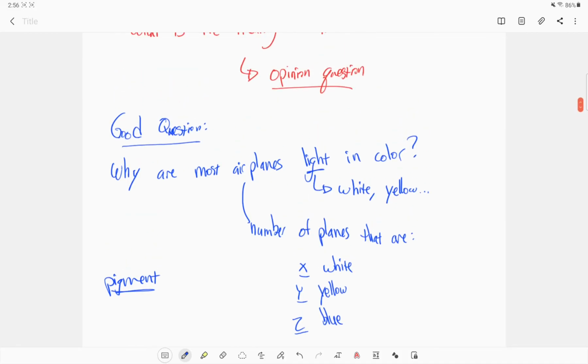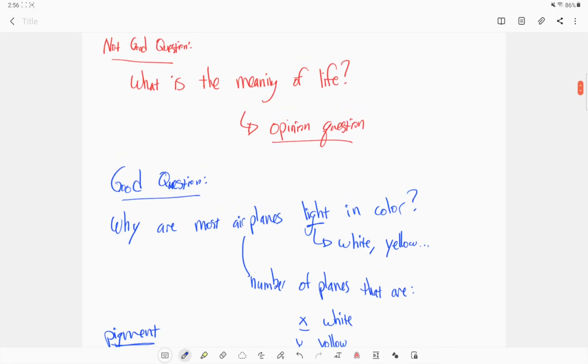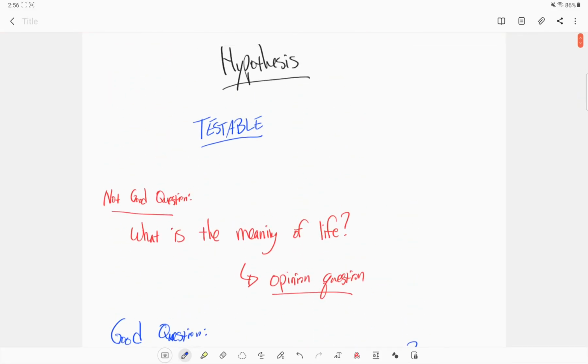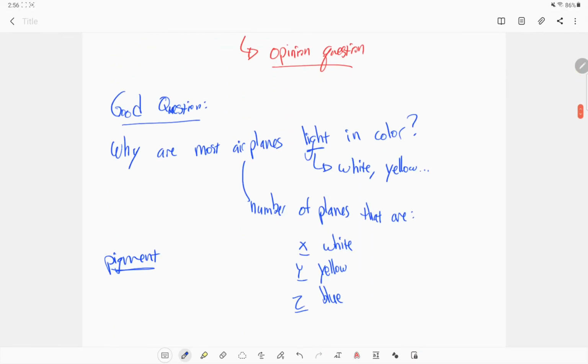So these are some good questions that we can be asking ourselves. So a hypothesis is something that is testable, that is essential, something that you can actually look at, like, why are airplanes light in color? And then you're on your way to continue the scientific method.